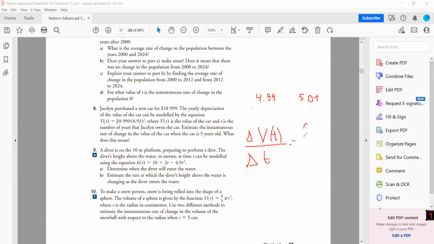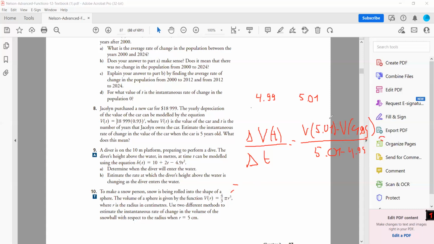So we're going to have V of 5.01 subtract V of 4.99 divided by the difference in time. It would be 5.01 subtract 4.99.